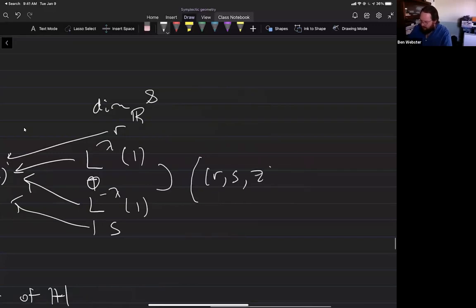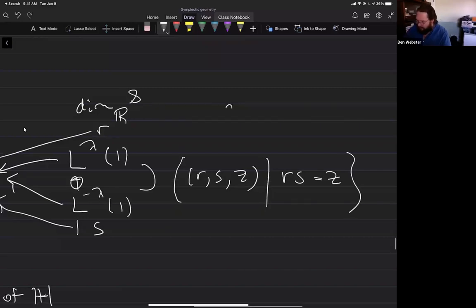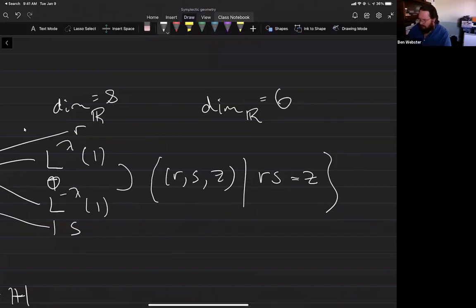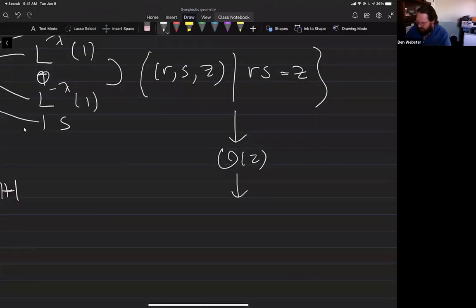And I'm going to look at the subvariety in here where, if I take R times S, the lambda and the minus lambda cancel out, and I get a section of O(2) pulled back from CP1. And I want that to be the point in O(2) that I'm sitting over. All right, so I'm imposing a complex equation. So now I get something whose real dimension is six. Yep. And of course, this maps down to O(2) and thence to CP1.